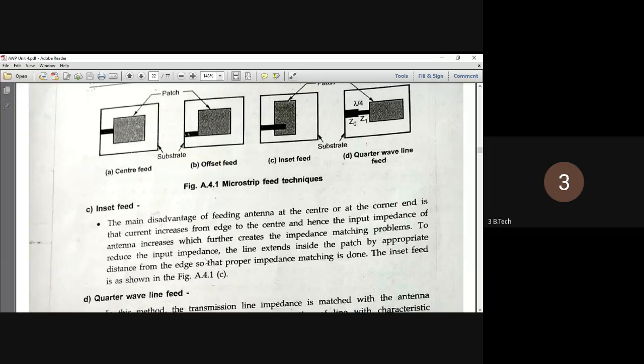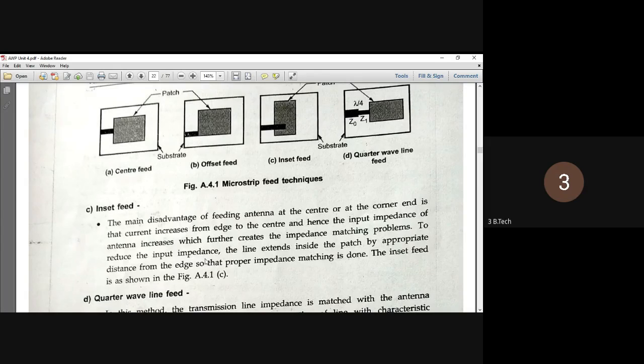Okay, so earlier the feeding of the antenna is at the center or at the corner. The main disadvantage of feeding the antenna at the center or at the corner end is that current increases from edge to center. Because of this increase from edge to center, the input impedance increases a lot. When input impedance increases, it creates an impedance mismatch problem. If impedance mismatch happens between source and load, power will not be transmitted correctly.